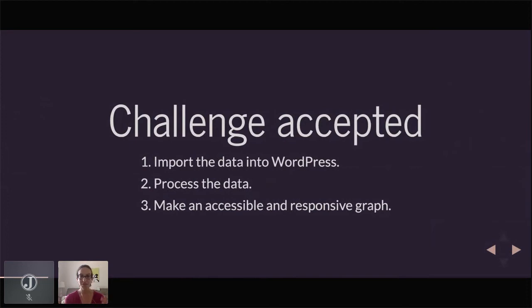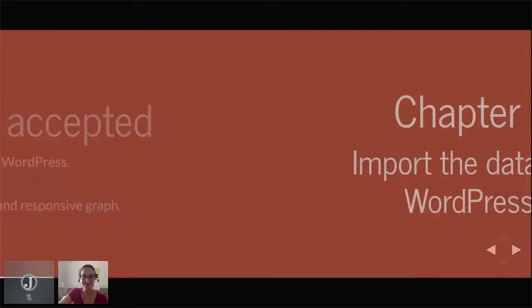So great. There are basically three steps to accomplishing this. Step one is we have to import the data into WordPress. Step two is we have to process all that data to make sure that it's in some sort of usable form so we can create our chart. And then step three is to make the chart, and I'm adding an additional fun goal of making this chart both accessible and responsive.